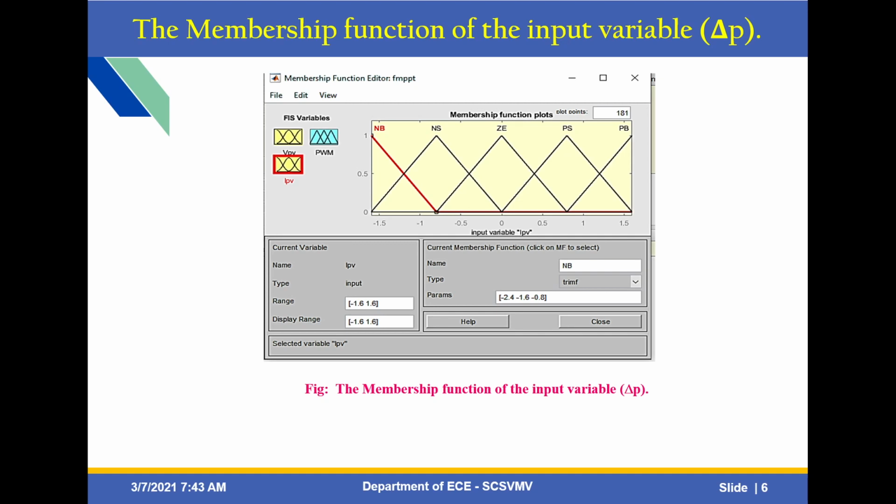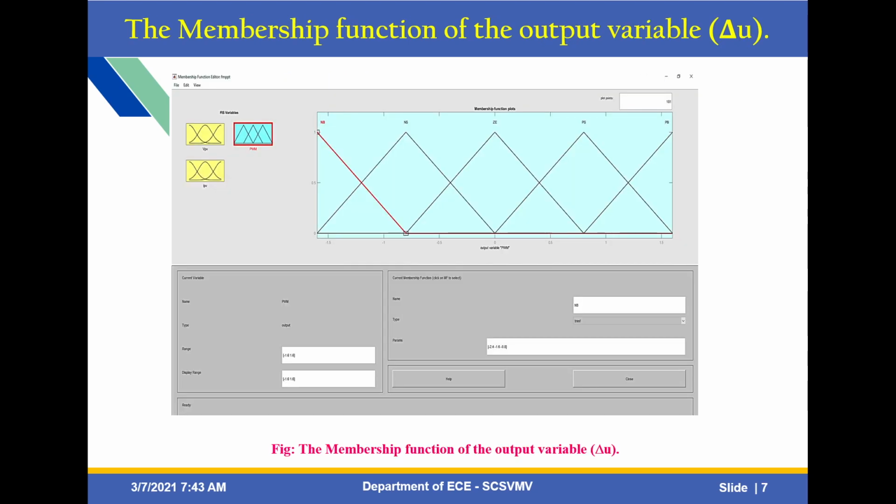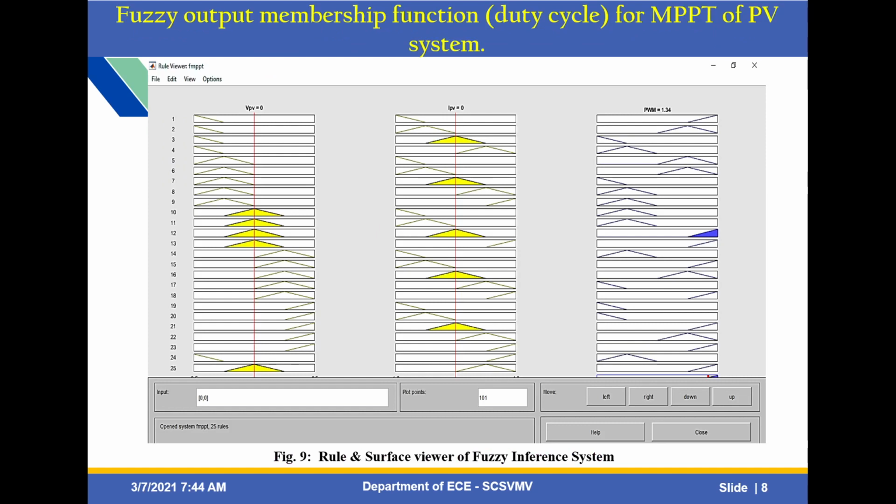It normally shows the fixed variables. The input variables are VPV and IPV, and the output variable is delta U, that is nothing but the pulse width modulator signal, that is, the duty cycle. Then the next one is the output variable delta U, the membership function of the output variable. This is the fuzzy output membership function, that is, the duty cycles for MPPT of PV systems. It shows the rule and surface viewer of the fuzzy inference system. Based on that, you can plot the points and get the values in the workspace, in the form of a .mat file.